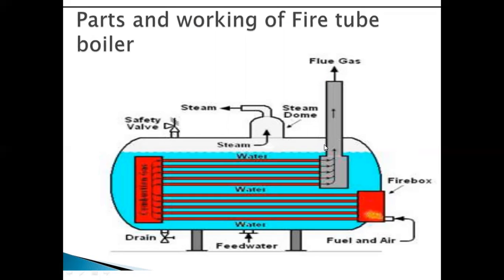Here is the chimney or smoke box. Through this, the flue gases pass to the atmosphere. In the boiler drum, up to this blue color, we have water. Within the boiler drum we have water as well as steam, but the volume of water is more compared to the steam. The less volume is occupied with steam. It is the steam dome.